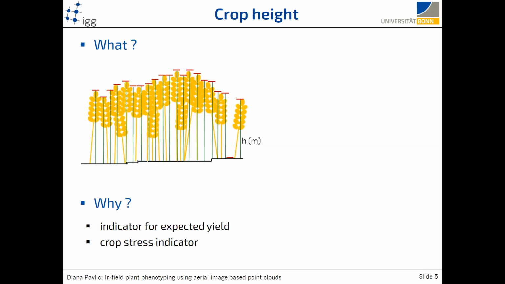What is crop height? Crop height is the shortest distance between the soil surface and the upper plant tissues. Why is this important? Crop height, as a geometrical parameter, indicates expected yield and also crop stress.